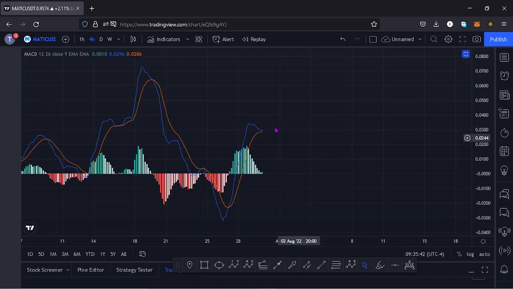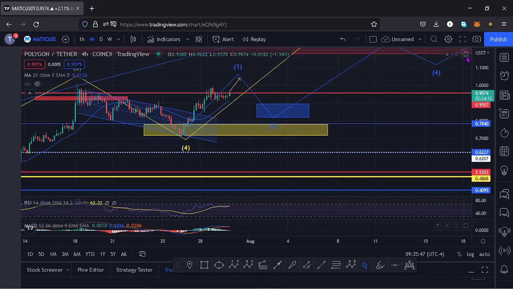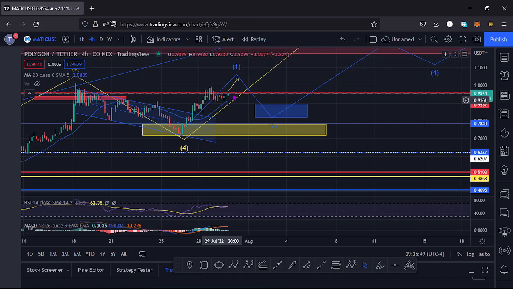On the MACD, we are just about to print a bearish cross, and that would mean lower prices here on the charts are coming our way. So let's be patient and see how that movement plays out, and I'll keep you updated on any movement that plays out.